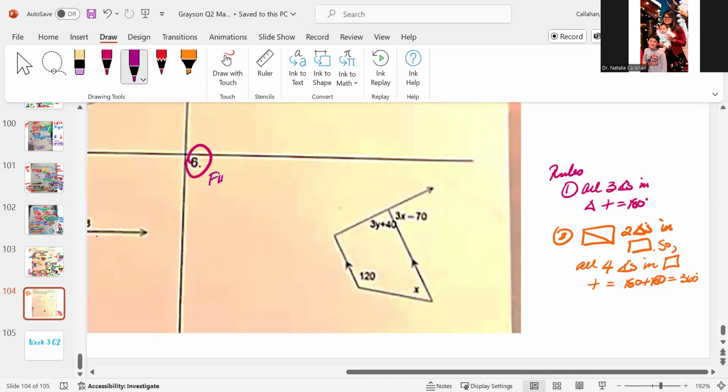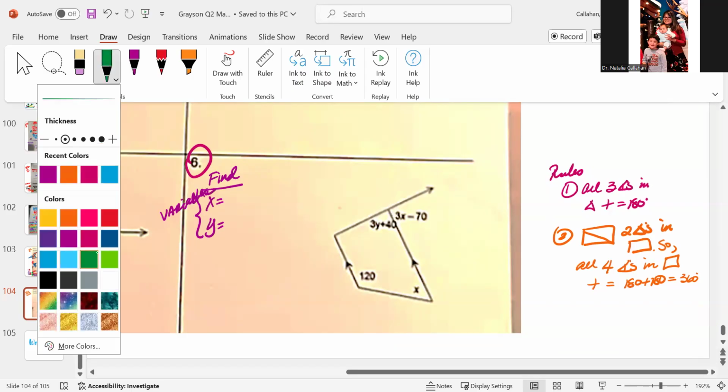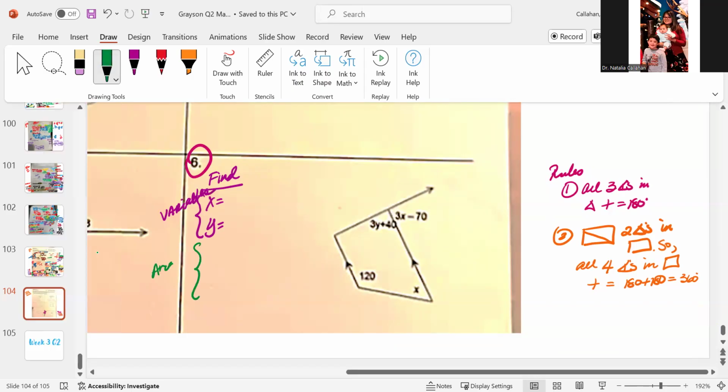First thing you do is you gotta write down on the left side what you are trying to find. Think about letters. What letters do you need to find? X and Y. These are the variables that you defined. The next thing you're gonna do is ask yourself, what are the angles?